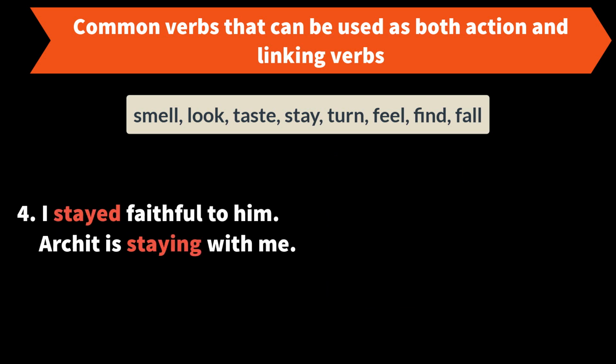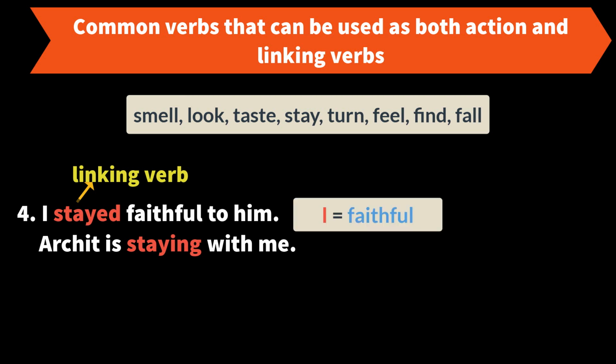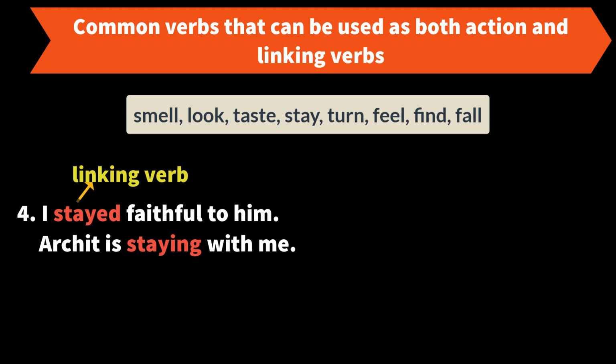One more example we'll take. I stayed faithful to him. Archit is staying with me. In the first example, stayed is a linking verb, that means was. I was faithful to him, right? It is showing a particular state of the person I, right? I was in a particular state. I was faithful to you, all right?